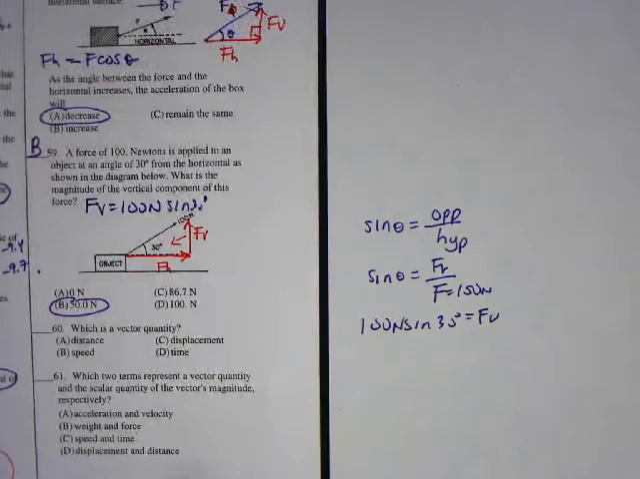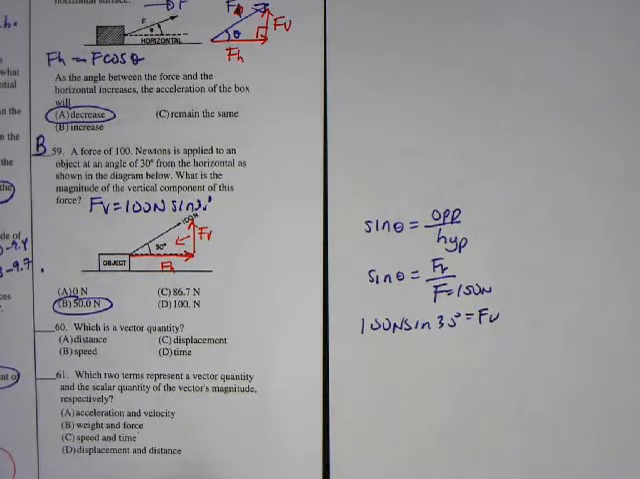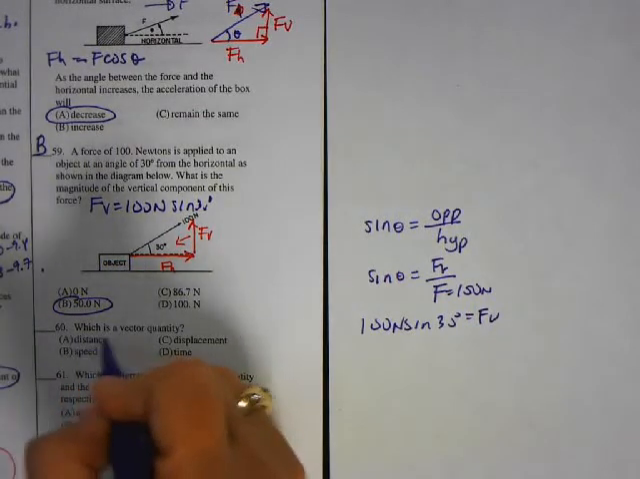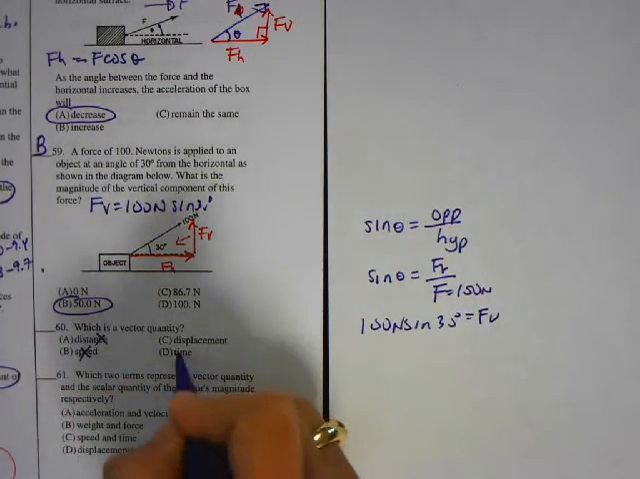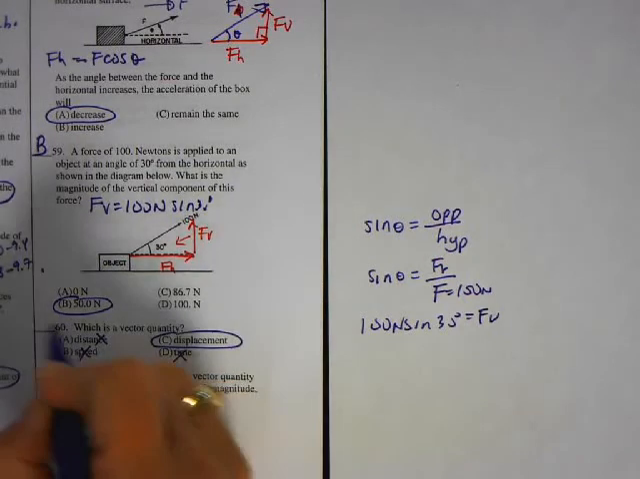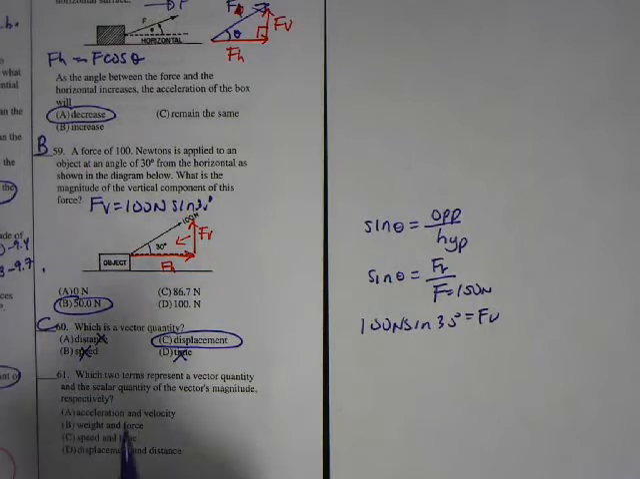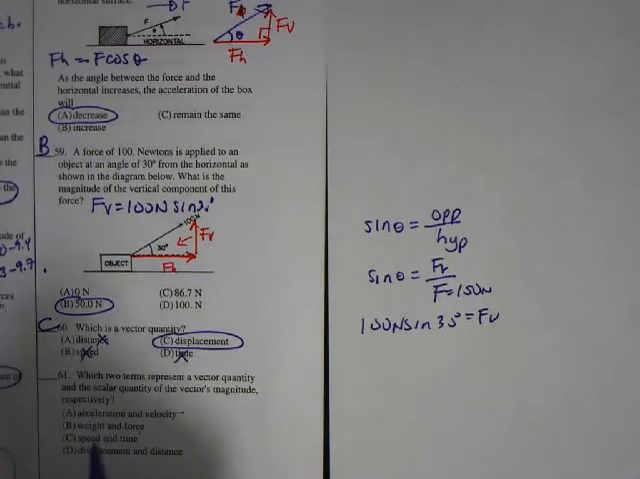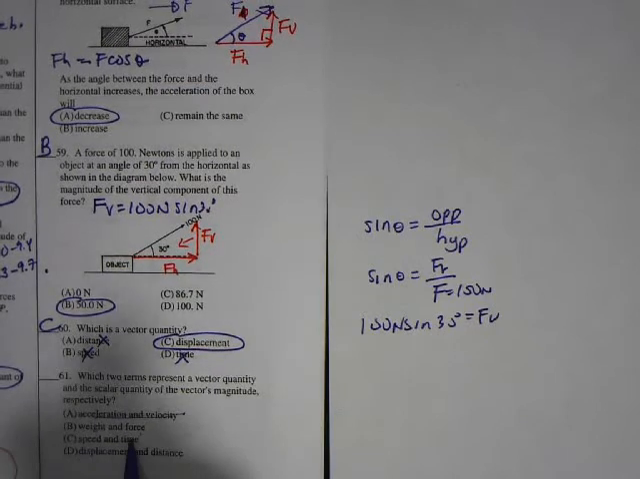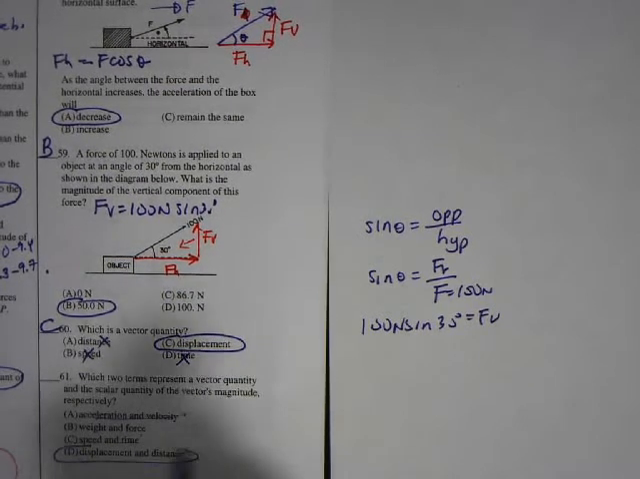Number 60, which quantity is a vector? A vector quantity has both magnitude and direction. Distance is scalar, speed is scalar, time is scalar, so my answer is C. Which two terms represent a vector quantity and the scalar quantity of the vector's magnitude? So we want ones that are related. Acceleration and velocity don't measure the same thing. Weight and force are both vectors. Speed and time are totally different. So distance and displacement, D.